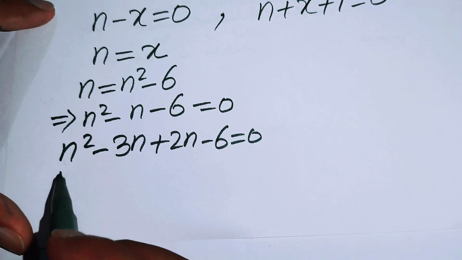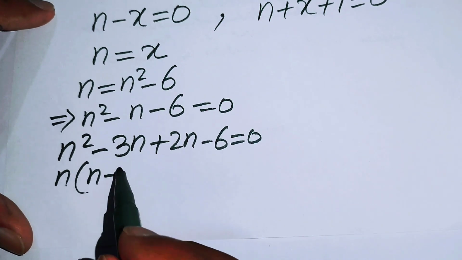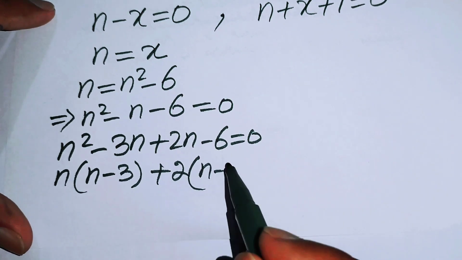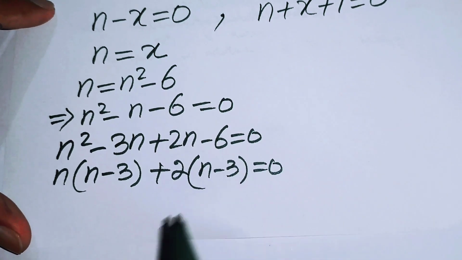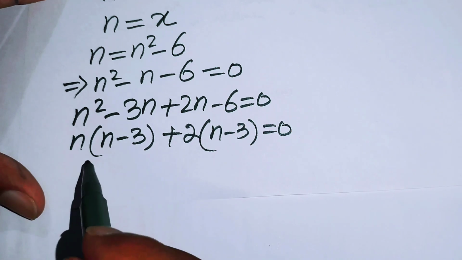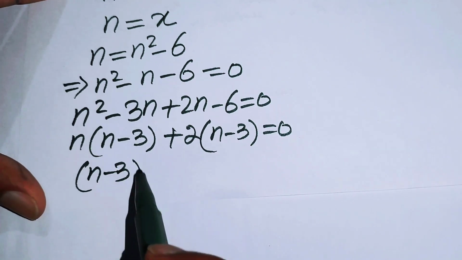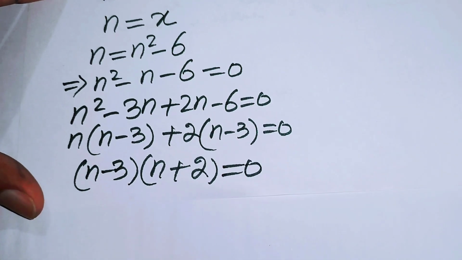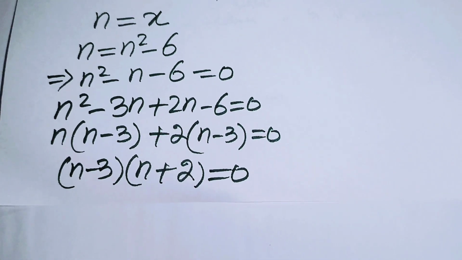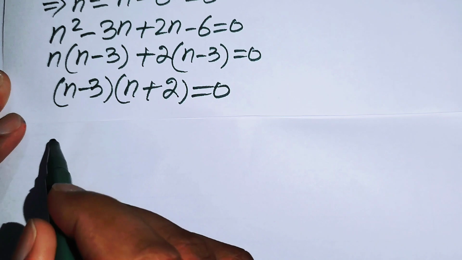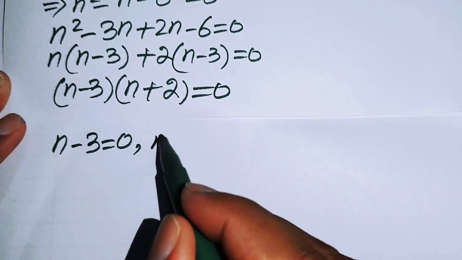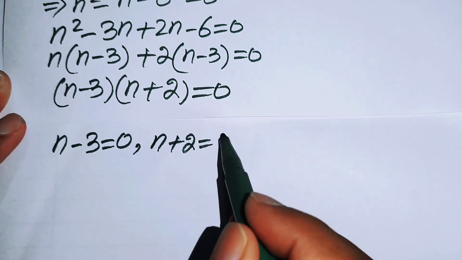So here we take n common and you get n minus 3, and here you take plus 2 common and you get n minus 3 equals 0. Here you get (n minus 3) times (n plus 2) equals 0. And now here you get two cases. The first is if we take n minus 3 equal to 0, and the second case is we take n plus 2 equal to 0.